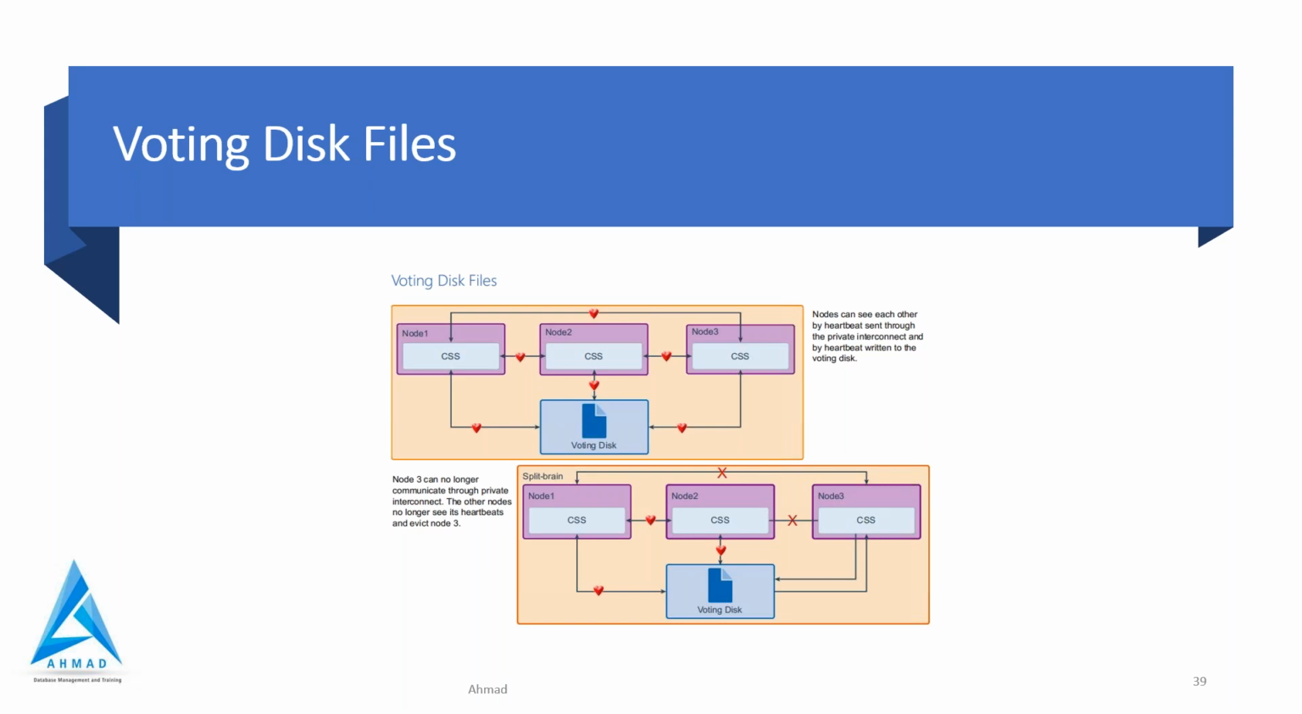In a cluster without the voting file, it can be difficult for an isolated node to determine whether it is experiencing a network failure or whether the other nodes are no longer available.